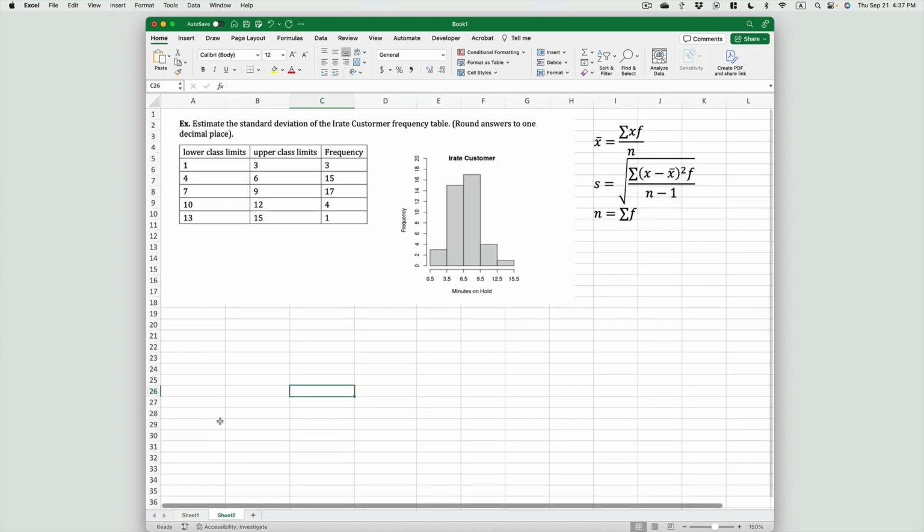We're asked to estimate the standard deviation of the AIRAC customer frequency table and round our answers to 1 decimal place. Here we're given the frequency table and also the histogram. We have 5 classes, and each class gives the corresponding frequency. So we have some work to do to calculate some midpoints and some sums. Let's get at it.